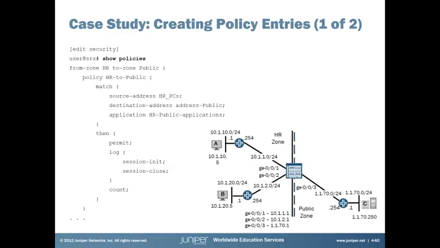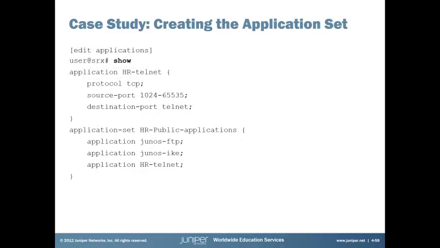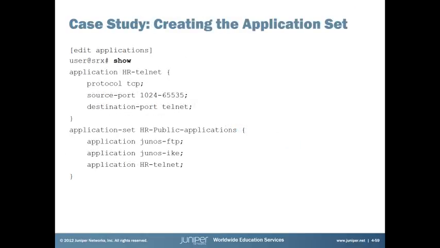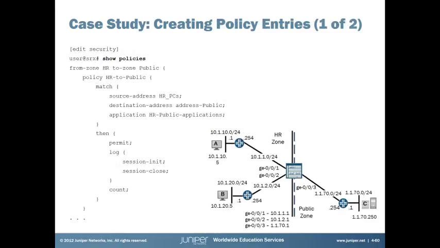So step one, we set up our address books. Of course, the very first thing is we set up our zone. Hopefully we've got that set up already. Then we go ahead and set up our address books. If we want to use custom applications, we need to go and create those custom applications. If we don't, we can skip that step altogether. And then we go ahead and build our policy.